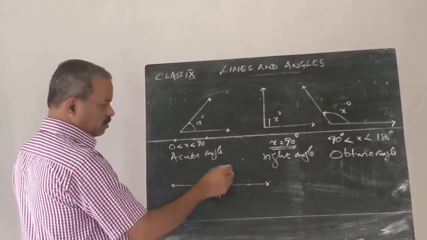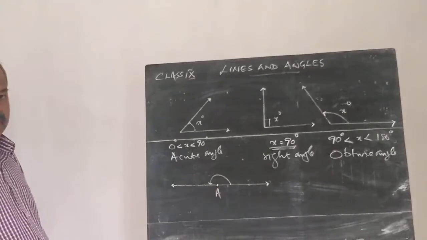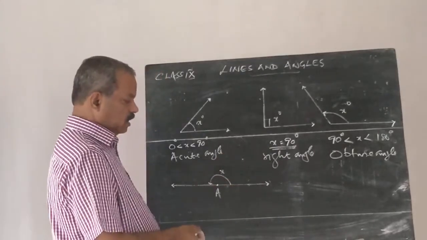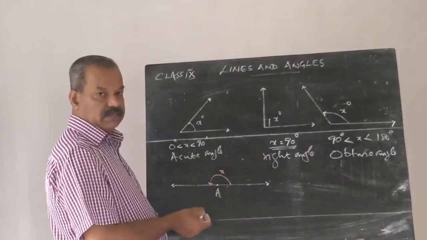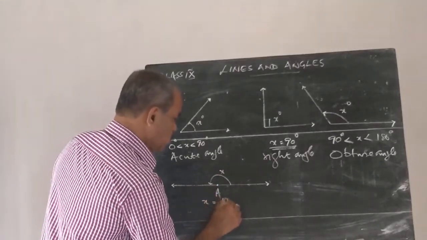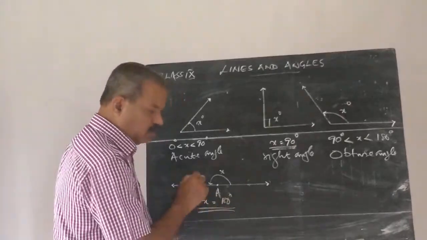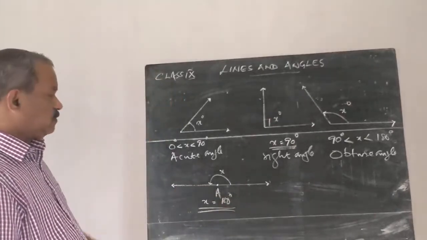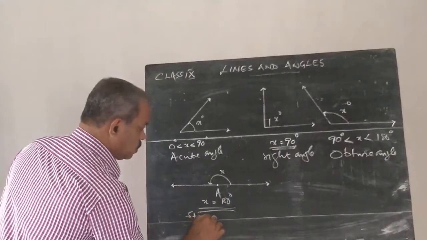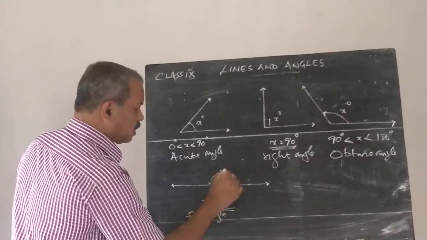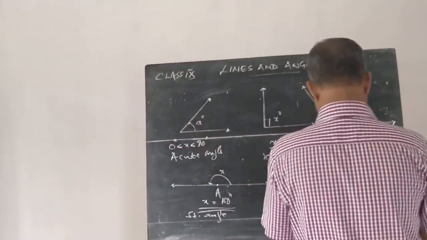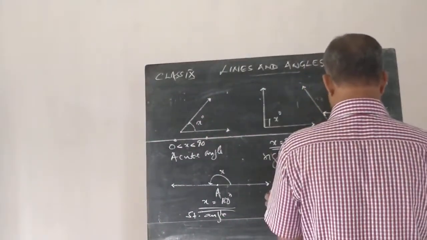What will be the measure of this angle? The measure of this angle x is, it is clear, 180 degrees. So here x is equal to 180 degrees. What is the name of such an angle? Such an angle is called a straight angle. Now consider another kind of angle.